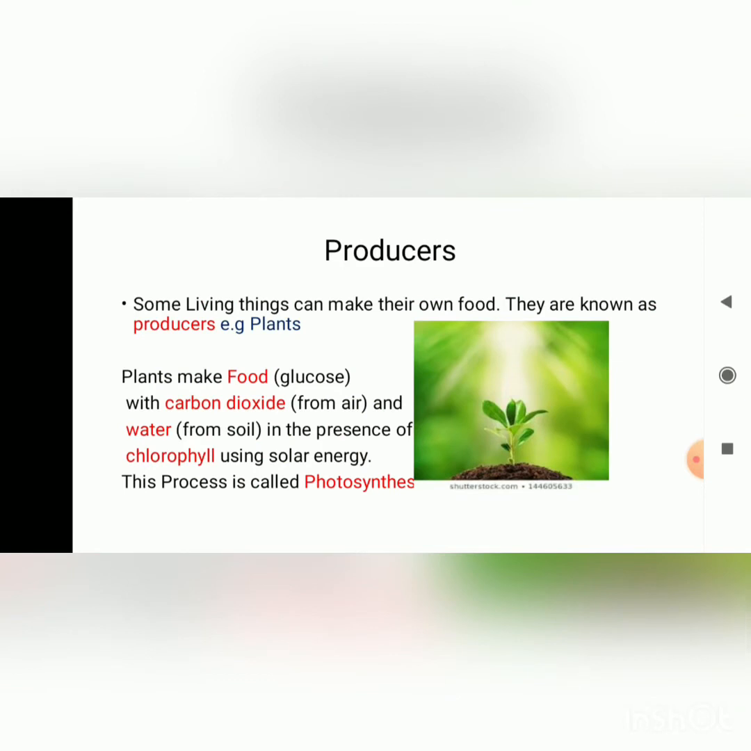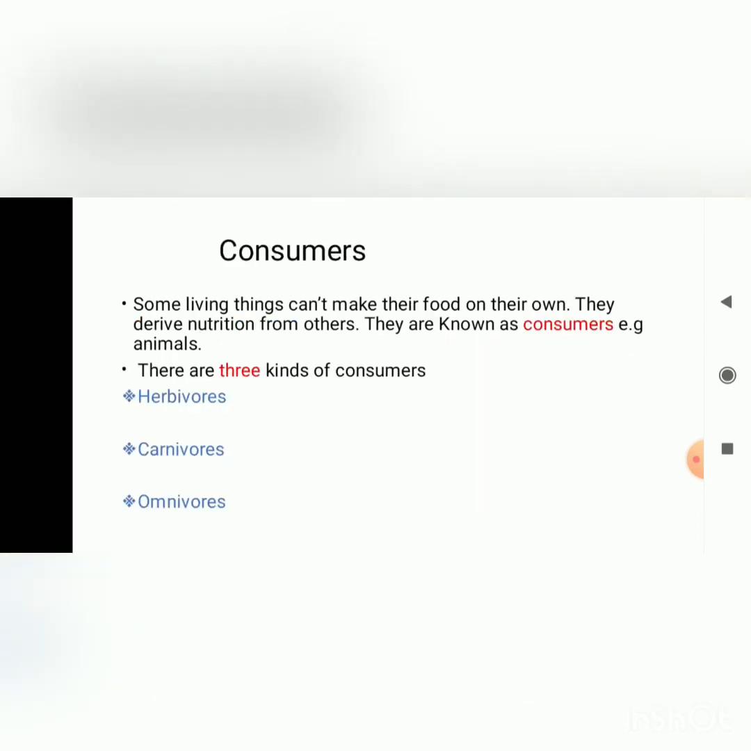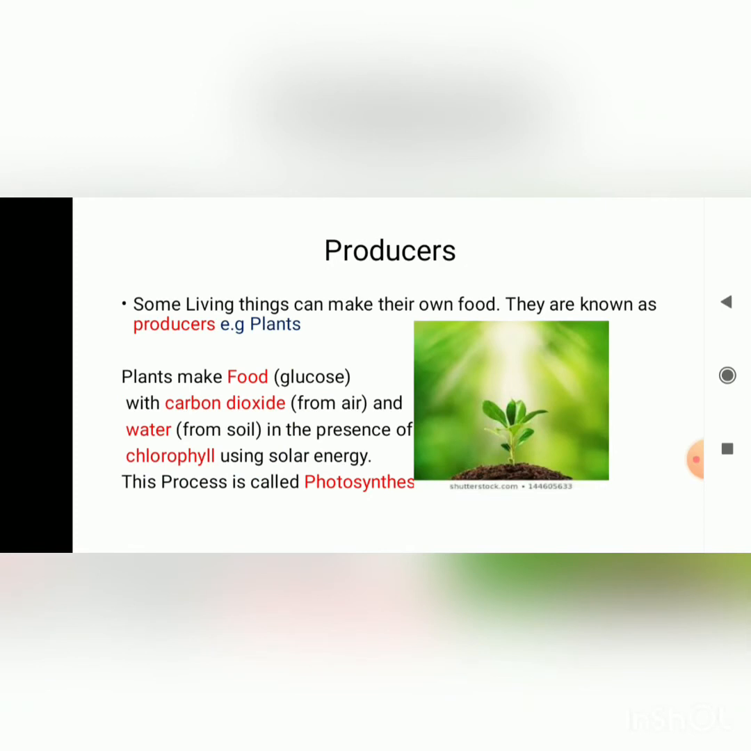When we discuss food, there are different categories of organisms regarding their sources of food and their mode of getting the food. Category 1 is producers. Producers, as simply as we can say, are plants. Producers can produce their own food. Some living things can make their own food, they are known as producers, like plants. Plants can make their own food.